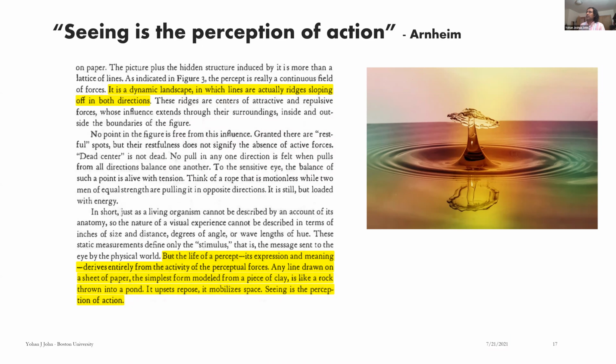But towards the end, I like this. The life of a percept, its expression and meaning, derives entirely from the activity of the perceptual forces. Any line drawn on a sheet of paper, simplest form modeled from a piece of clay, is like a rock thrown in a pond. It upsets repose. It mobilizes space. Seeing is the perception of action. That's beautiful. Because for me, throwing away the more physicsy version, these forces are inhibition and excitation, basically, and a few other things, neuromodulation, but that's what these forces are in a suitably chosen neural model.